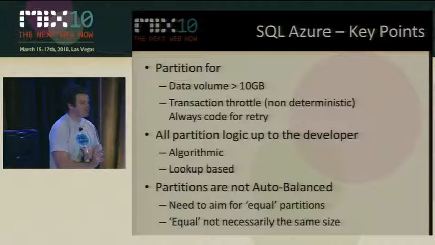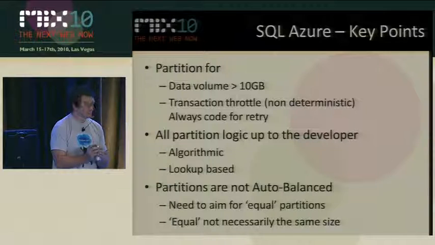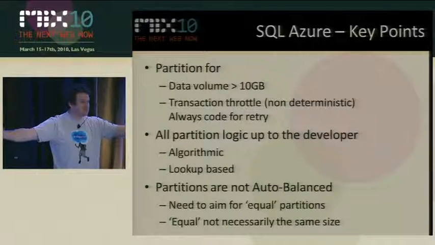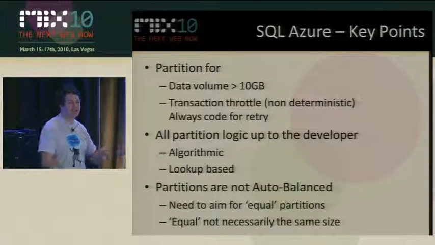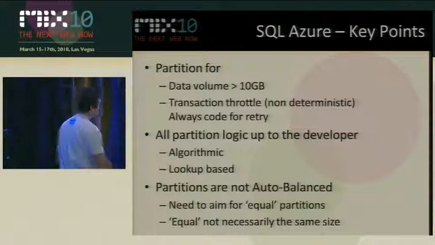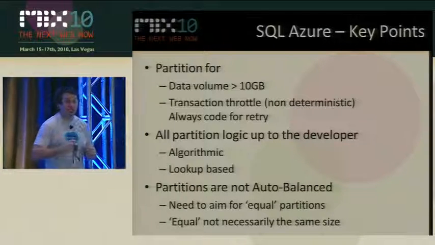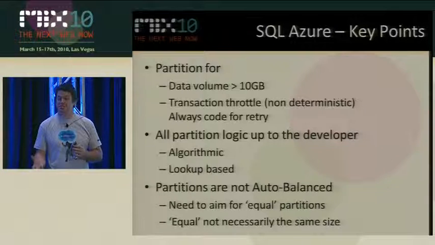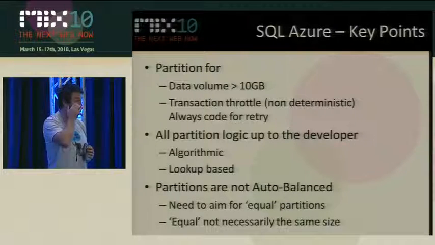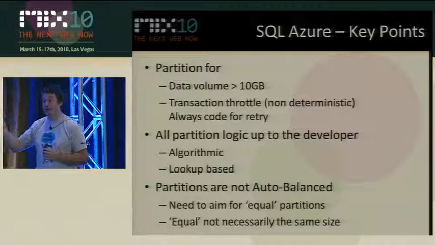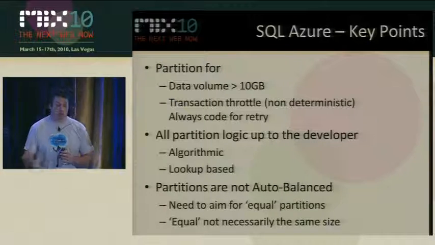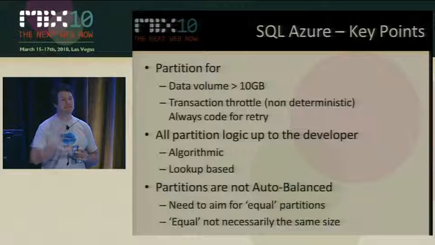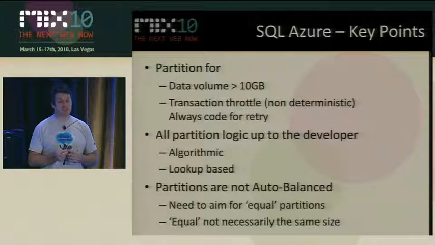That's what we do in Ticket Direct. One database that's maybe under a gig to 50 databases, each of which is less than a meg. We are partitioning to beat the query throttle. All of that partition logic is left up to us as the developer. We have to come up with some sort of basis to distribute our data across those nodes, and that's typically going to be some sort of algorithmic mechanism or some sort of lookup-based mechanism. Those partitions are not auto-balanced.